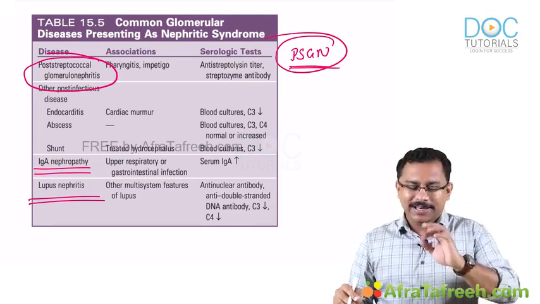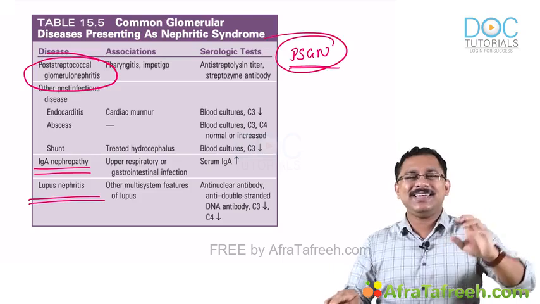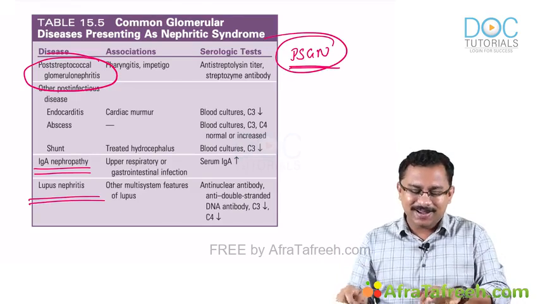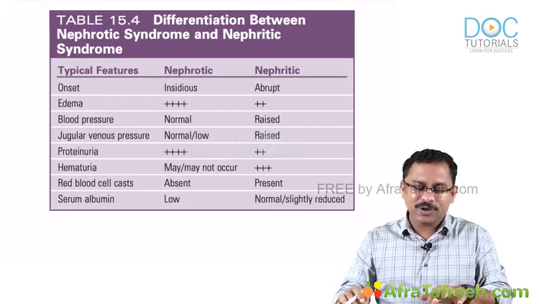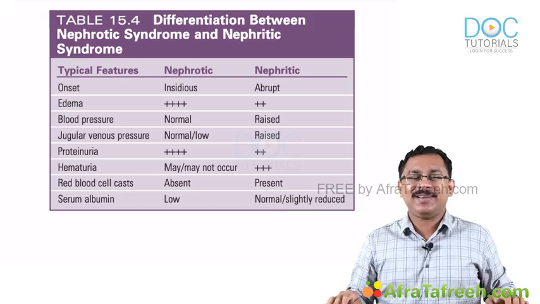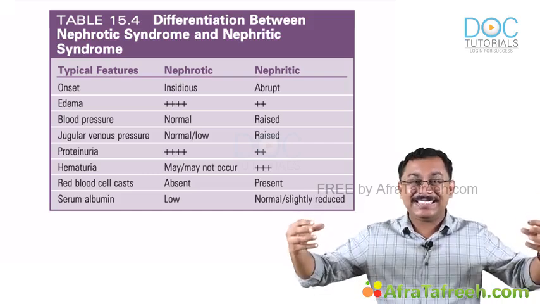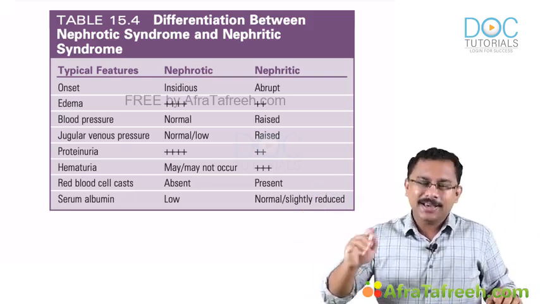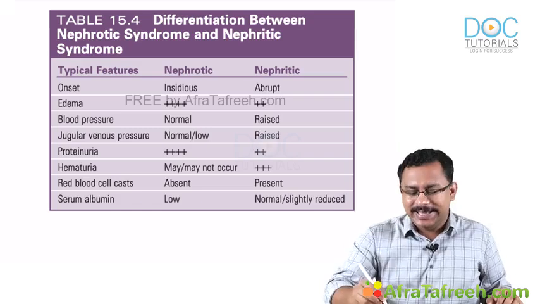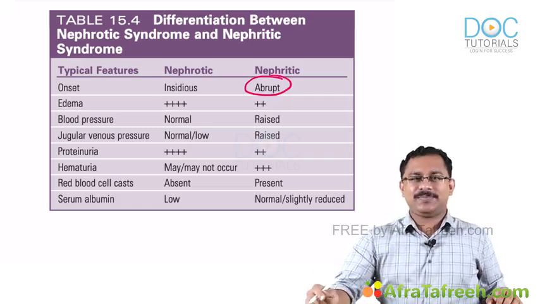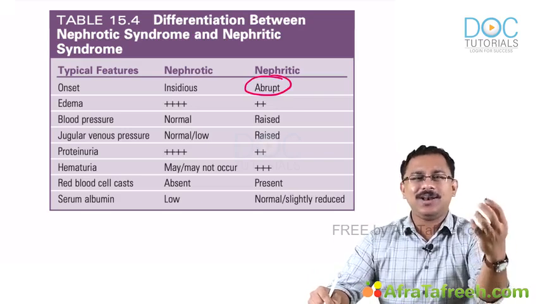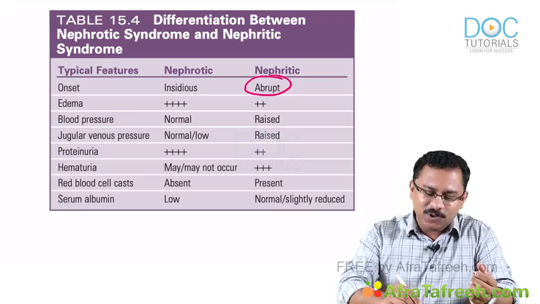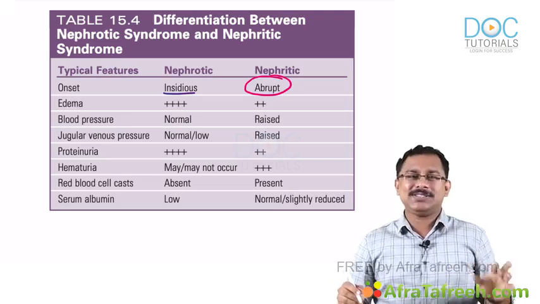All right. Now, having seen nephrotic and nephritic pictures, let's have a comparison between nephrotic syndrome and nephritic syndrome. Remember, we are not talking of diseases per se, we are talking of the syndromes, the clinical presentations. Remember that the nephritic picture is likely to have an abrupt onset, like post-streptococcal glomerulonephritis, whereas nephrotic syndrome is mostly an insidious onset illness.